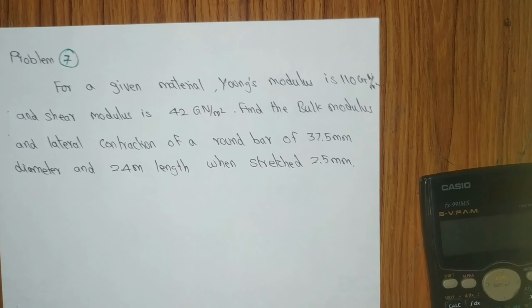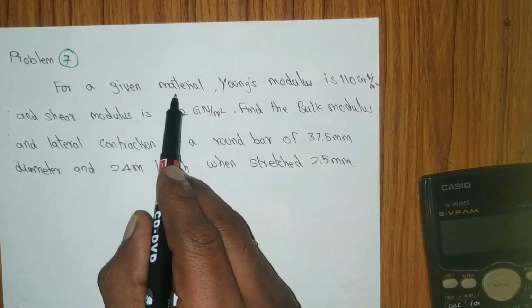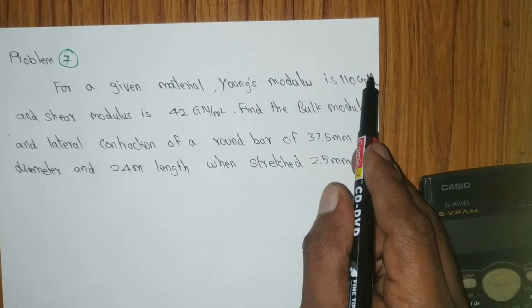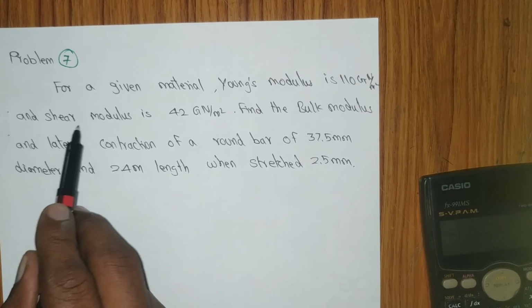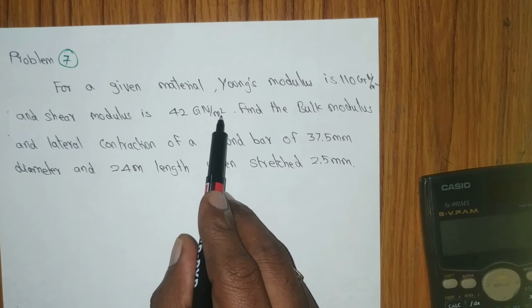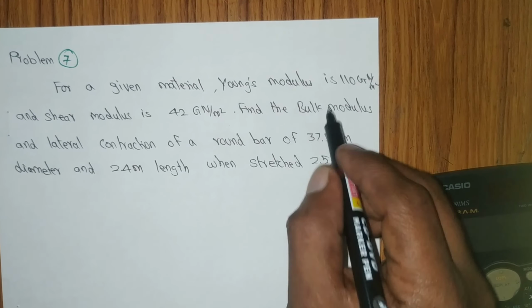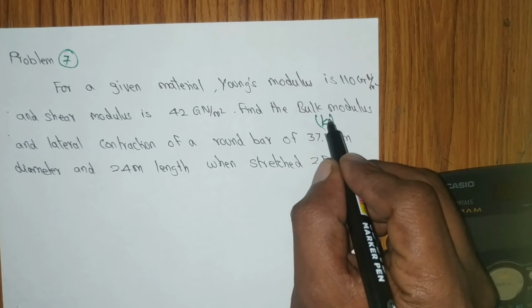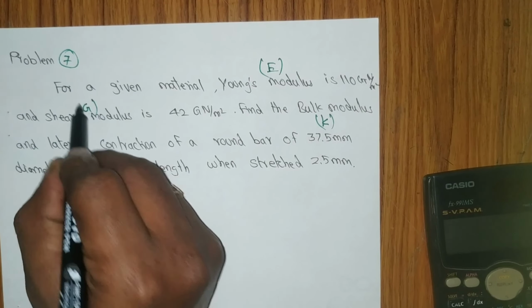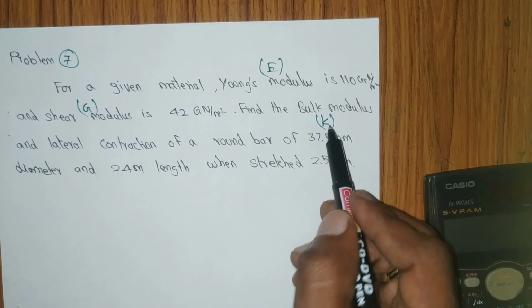In this problem number 7, for a given material, Young's modulus is 110 giga Newton per meter square. We can call it gigapascal. And shear modulus is 42 gigapascal or Newton per meter square. Find the bulk modulus K. Young's modulus is E. Shear modulus is G. And find out the bulk modulus K.